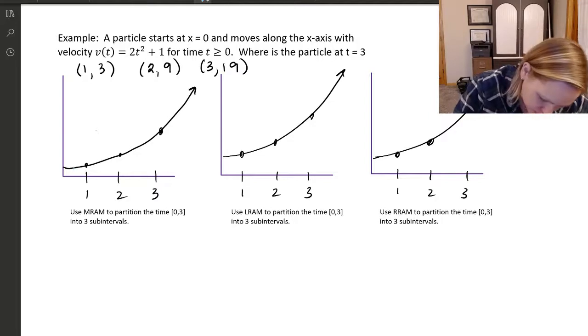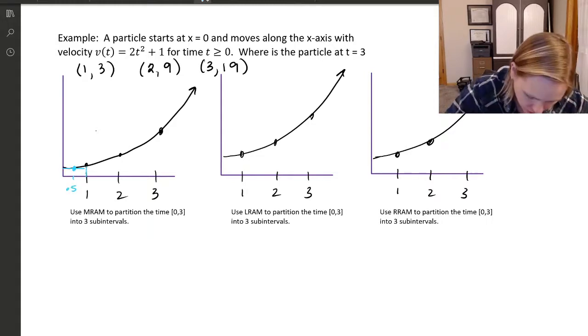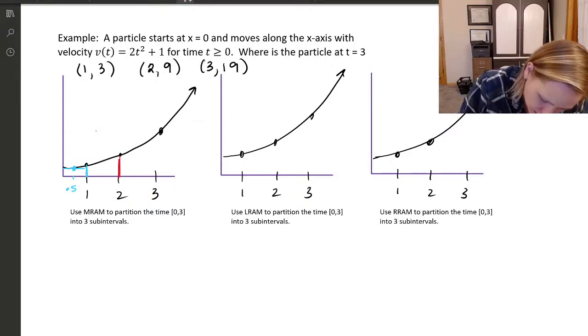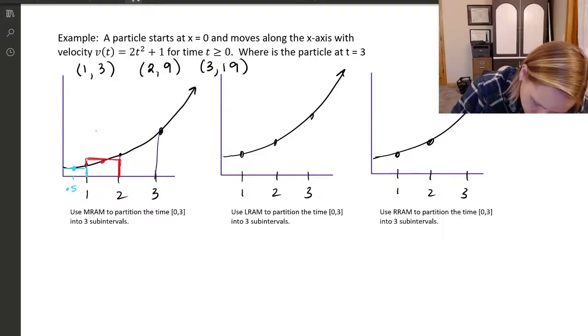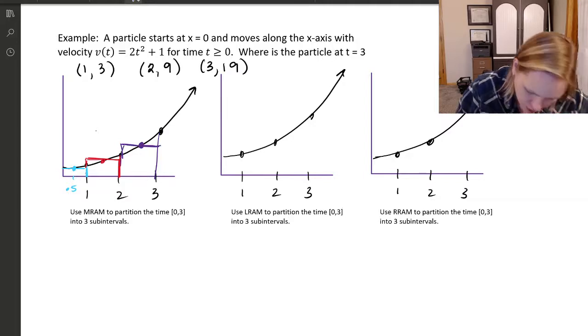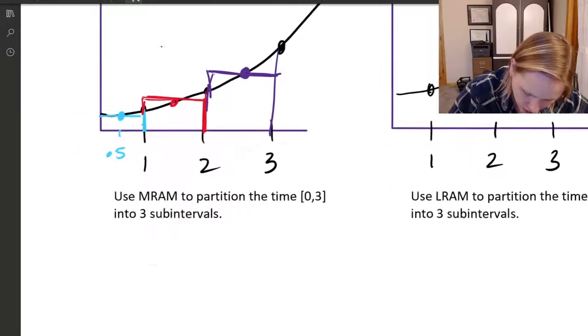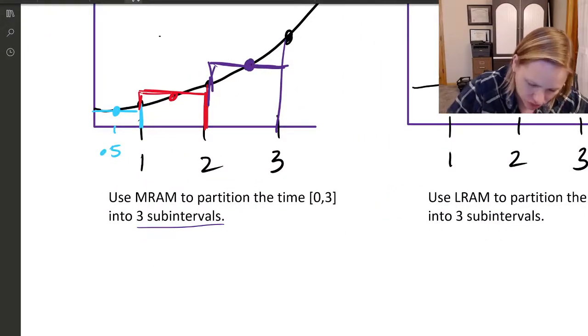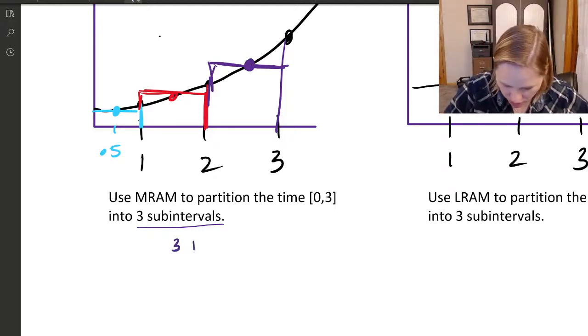So let's go ahead and do some partitioning now that we have it all graphed. For MRAM, our partition would look like this. We would come here in the middle at 0.5, and this is where we would draw our first rectangle. Now our second rectangle would be between 1 and 2, and we would have this midpoint here. And when we draw our rectangles in, it looks like this. And then for my third partition, I'm going to have my midpoint right there and draw my rectangles. These are what my MRAM rectangles look like. Now notice the wording of this said, use MRAM to partition the time into 3 subintervals. 3 subintervals means 3 rectangles.